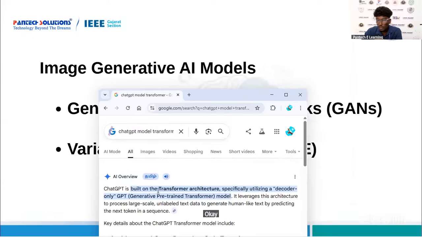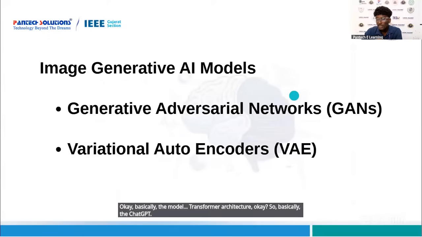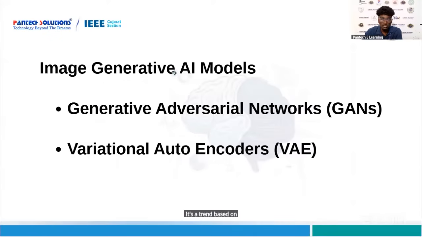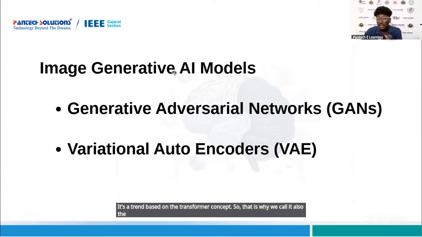Okay, basically the model transformer architecture. ChatGPT is trained based on the transformer concept, so that is why we also call it a transformer model. And here we have an image model, which should be stable diffusion.